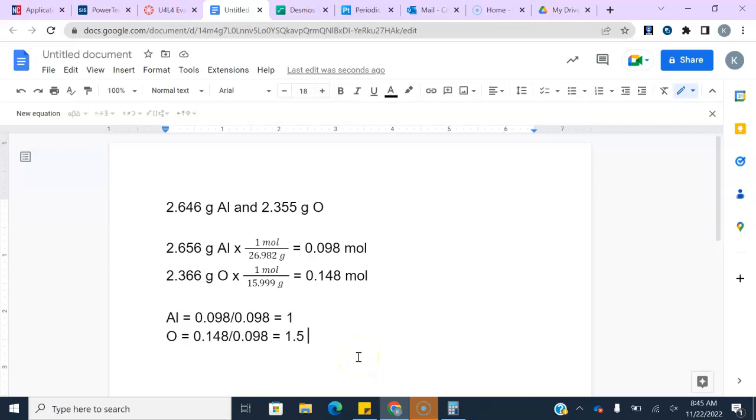And right off the bat, I can tell if I multiply it by 2, then we should be able to get our whole number, because 1.5 times 2 will give us 3, which is a whole number. So I'm going to go ahead and multiply by 2. And so those are whole numbers, so we can use those. So the empirical formula is Al2O3. Okay, that is the empirical formula for, this would be aluminum oxide.